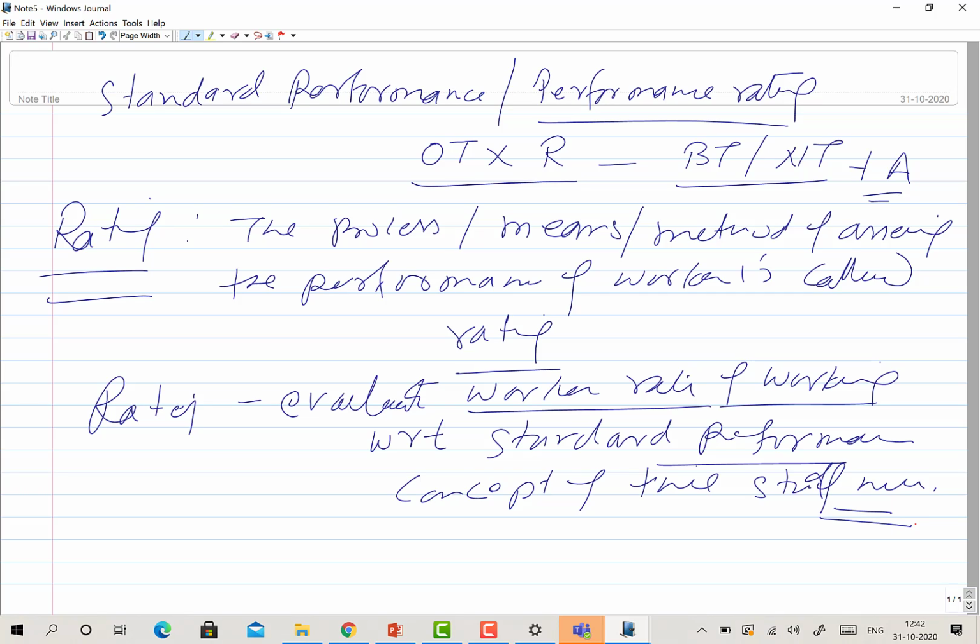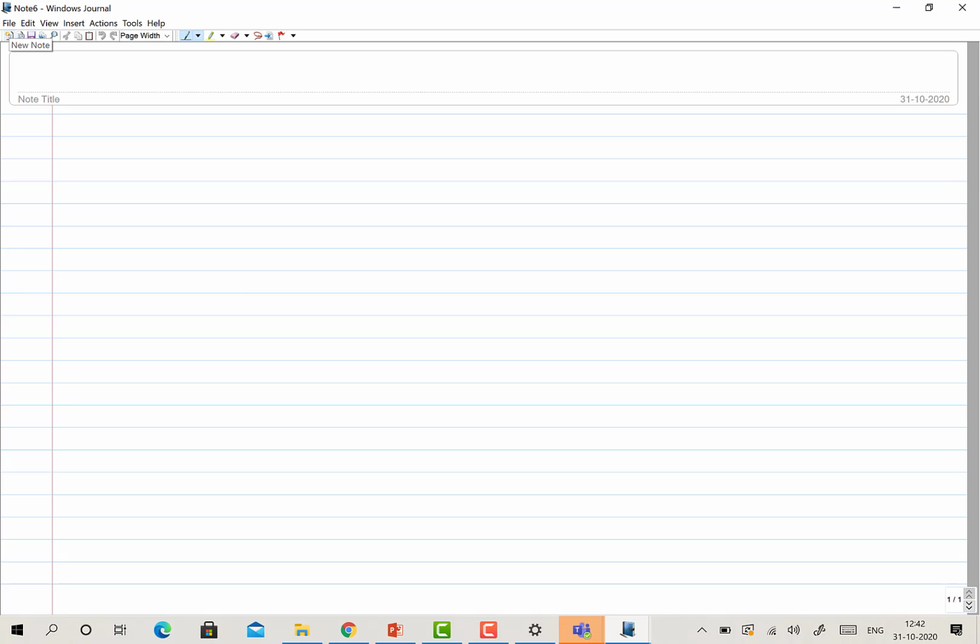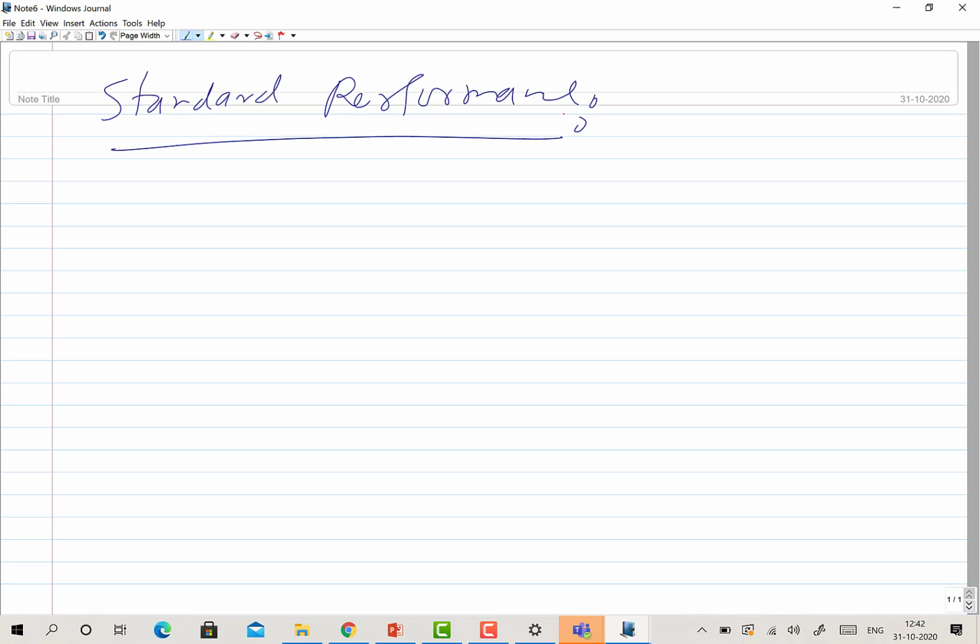So what is the standard performance? The standard performance is the criterion with respect to which the workers will be given different ratings. So what is the standard performance? Basically it may be the time or the output, the rate of output or the time being taken.